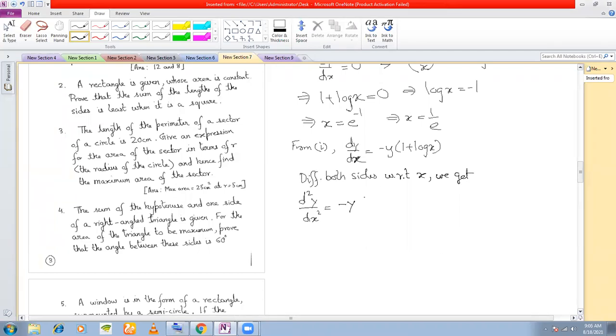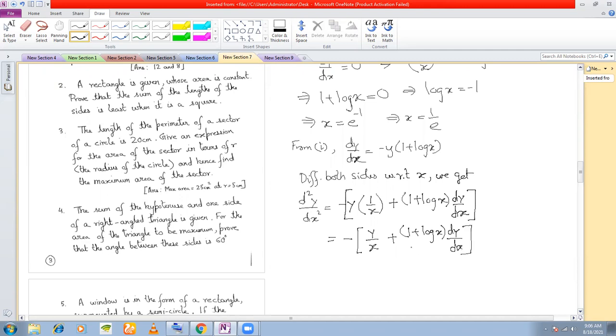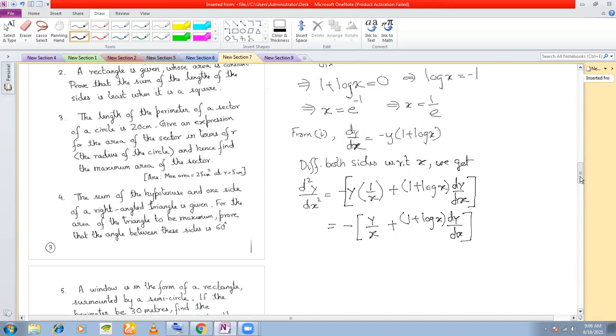minus y into d/dx of 1 plus log x, which is simply 1 by x, plus 1 plus log x, better you take the negative sign outside the bracket, into dy/dx. Okay. So you get this as minus y by x plus 1 plus log x dy/dx. This is what d2y/dx2 is.